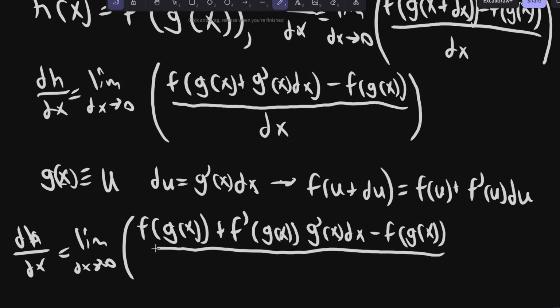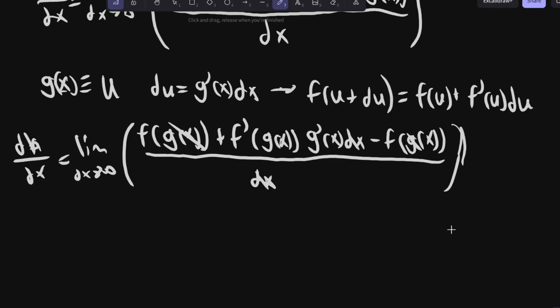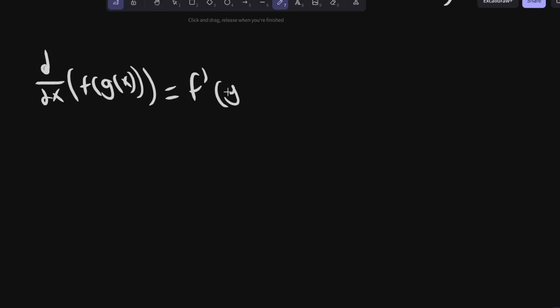All divided by dx. So we see these two cancel, this cancels, and we're left with perhaps one of the most important rules, the chain rule: d dx of f of g of x is equal to f prime of g of x times g prime of x.